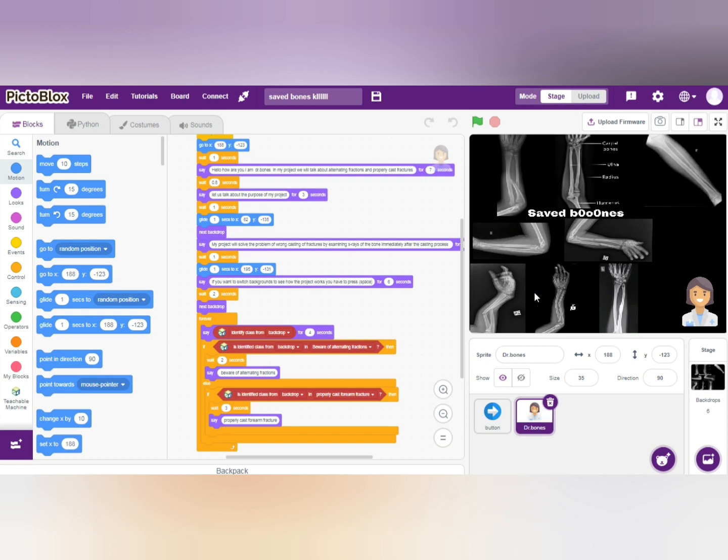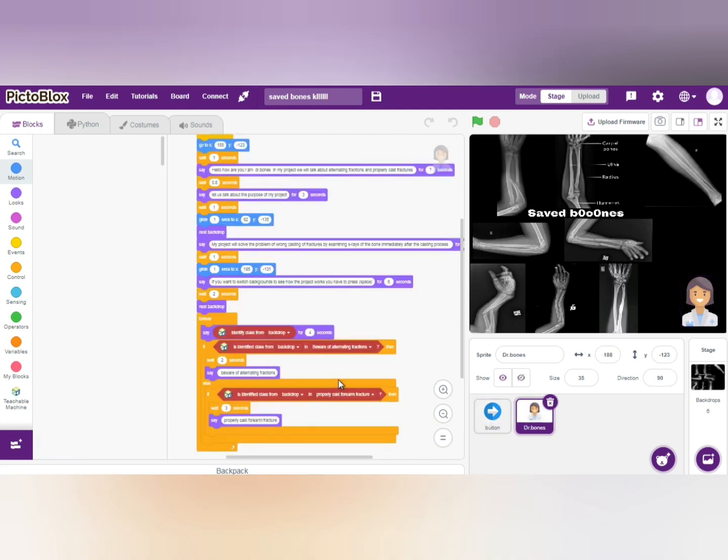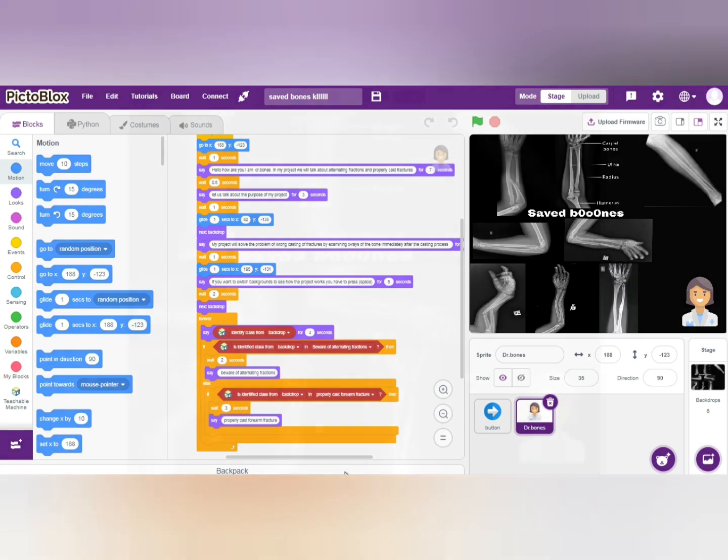I brought the pictures from different sites and I used machine learning technology and I added the doctor's speech, and this is the button to switch backdrops, and programming becomes like the one you see in front of you now. Okay, now let's run the project.